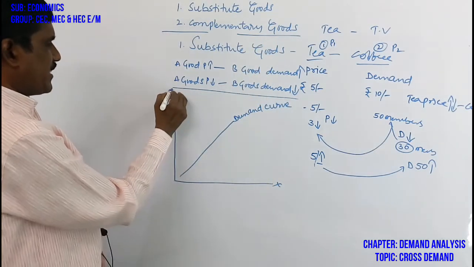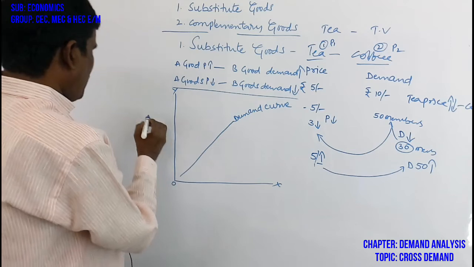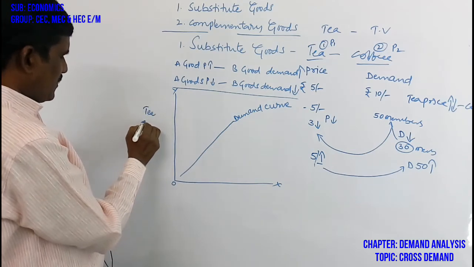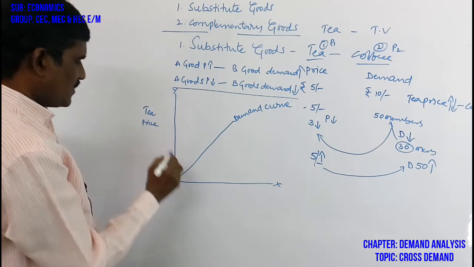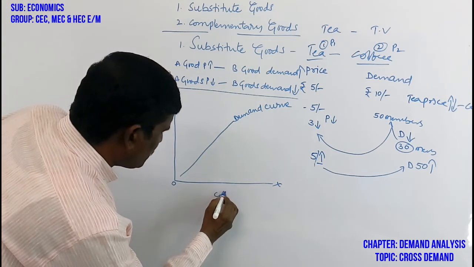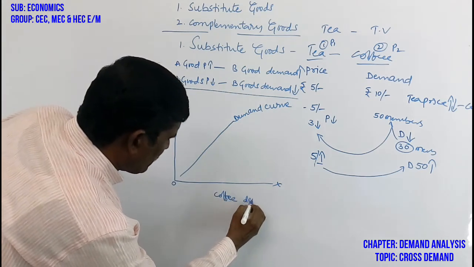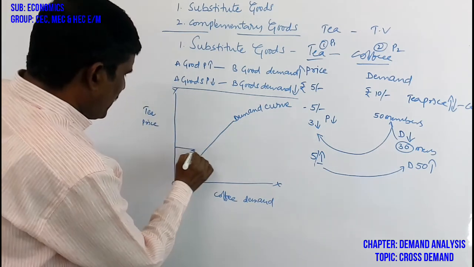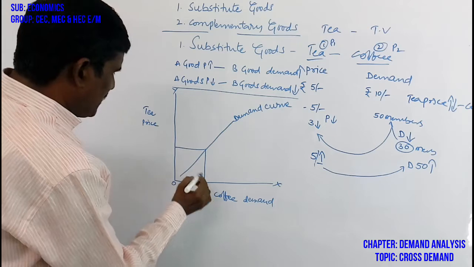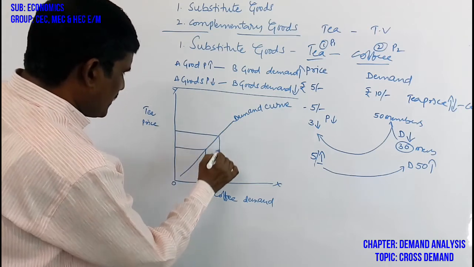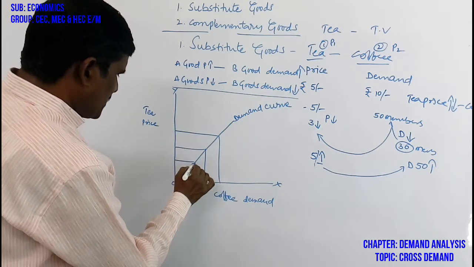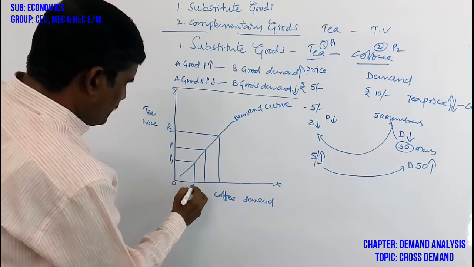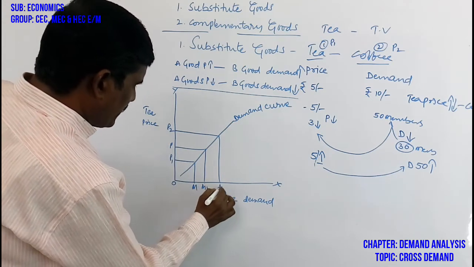This is a demand curve. For example, a good, tea, price, coffee demand. Okay, so at the initial level, if the price of tea, this is P1, P2, suppose M1, M2.